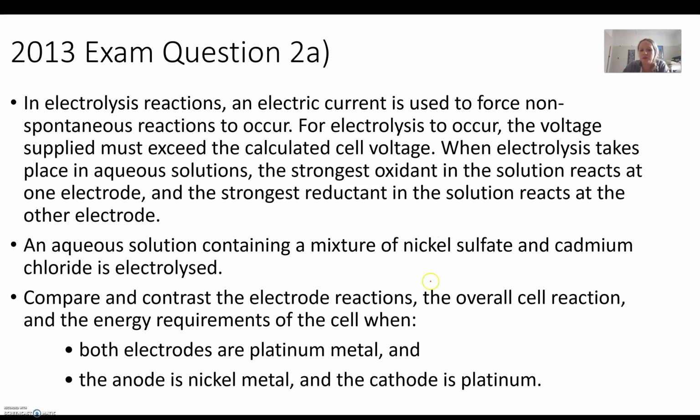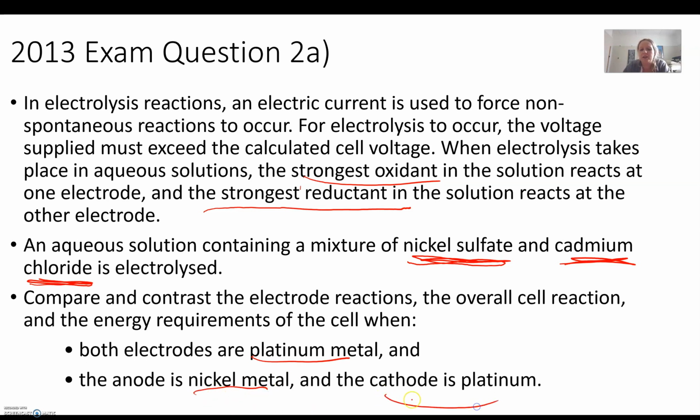And so this one's also interesting because instead of just having one solution in your electrolyte, they've given you 2. So they've said nickel sulfate and cadmium chloride. So you've got to be quite careful with language here. Because they've said, instead of sometimes it can be, they've put the strongest reductant will react and the strongest oxidant. Okay, so what we're going to do now, it said that both electrodes are platinum, which is an inert one, sweet as. And they've even been nice and said the anode is nickel and the cathode is platinum.